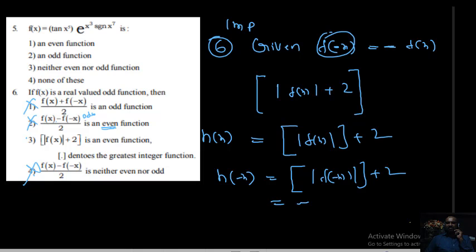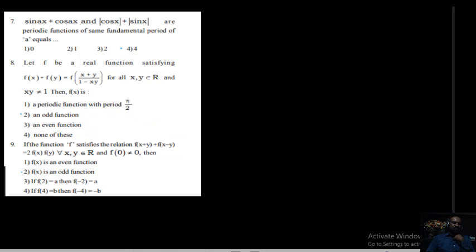Okay. So what is f of minus x? Minus f of x. So with the mod, directly you can say mod f of x plus 2. So this is nothing but h of x only. h of minus x equals h of x. So what type of function is this? Even function. So the third one is saying it is even, which is correct. The third option is correct. Okay. Yeah, next question.